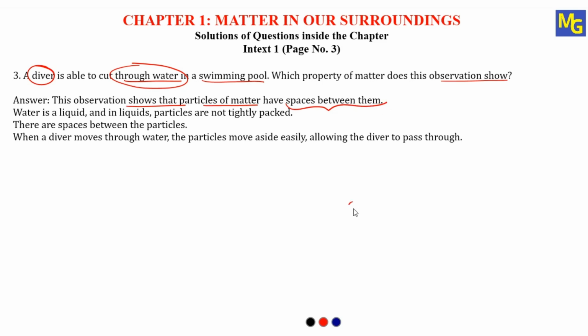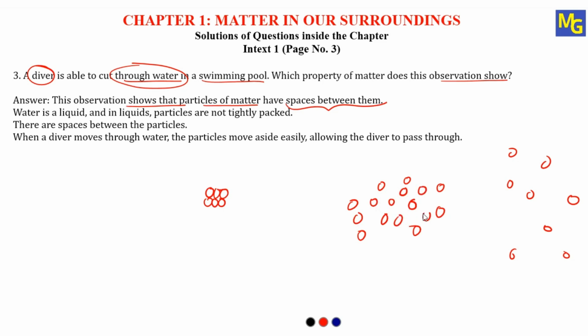Remember, water can be shown like this. This is the arrangement of particles in water and this is the arrangement of particles in a solid. And what about air? In air, we can show the particles far from each other like this. Let me draw some more particles in the liquid. So imagine this is liquid and this is called gas. So let me write it here.